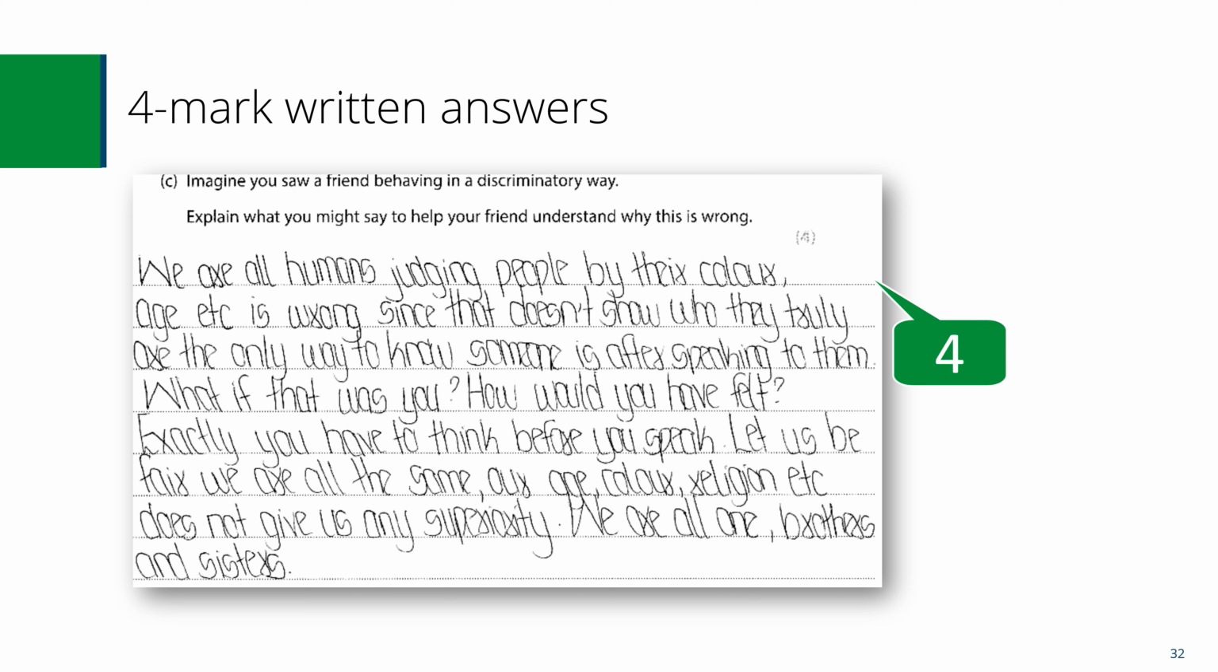Well, this gained 4 marks. It was felt there was sufficient here to merit that award, that the student continued to make connections from the initial idea and continue to develop their line of thinking.